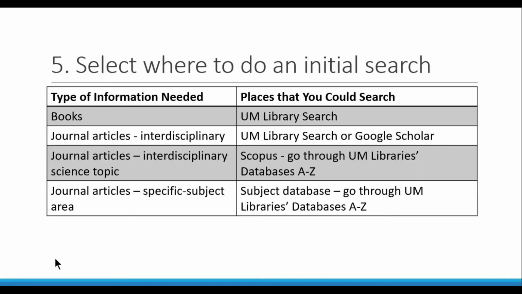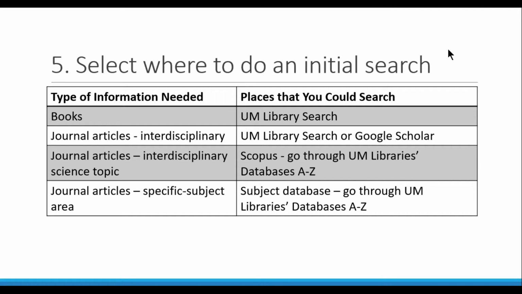So where you want to search will depend on what you want to find. So if you want to find books, then you would use the U of M library search. If you're looking for journal articles, there are a lot of different options. There's the U of M library search, or Google Scholar is one option for interdisciplinary topics. It'll cover a lot of different subject areas. We also have databases like Scopus, which is an interdisciplinary database that you can also access.